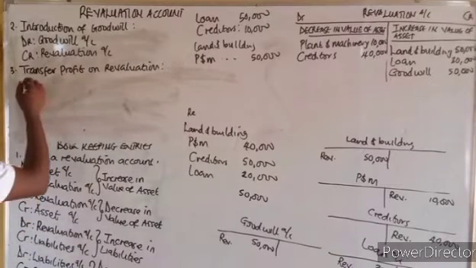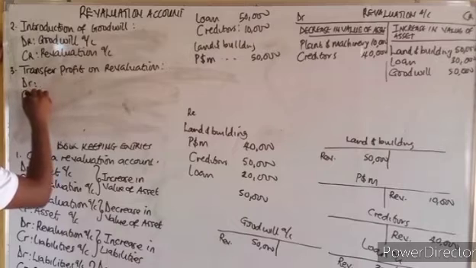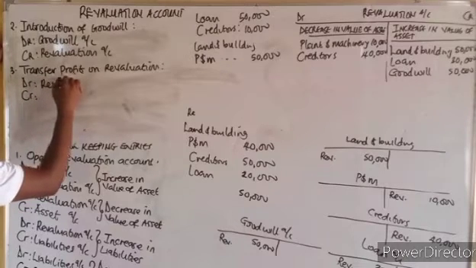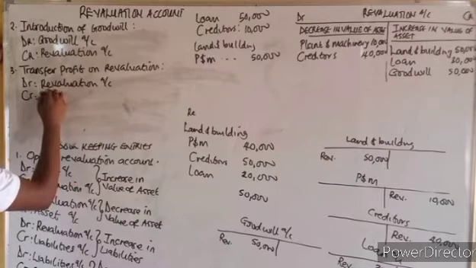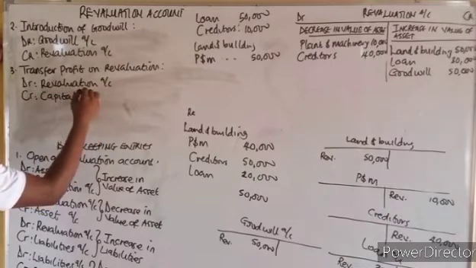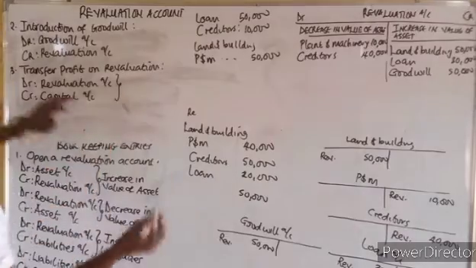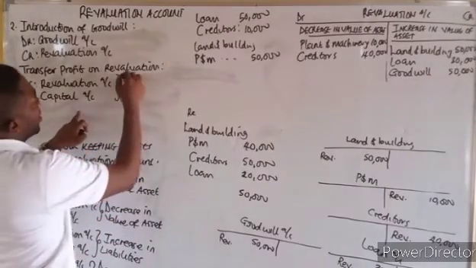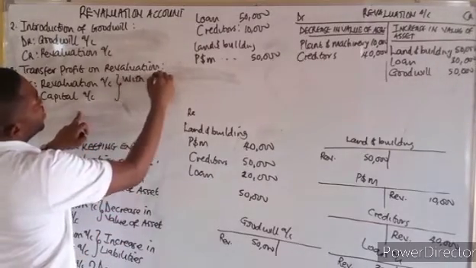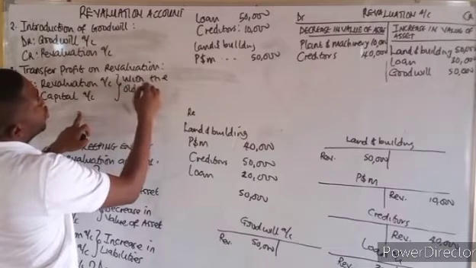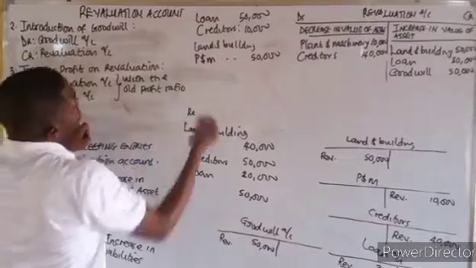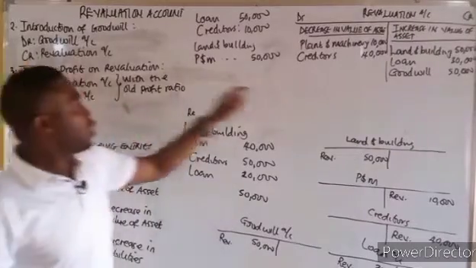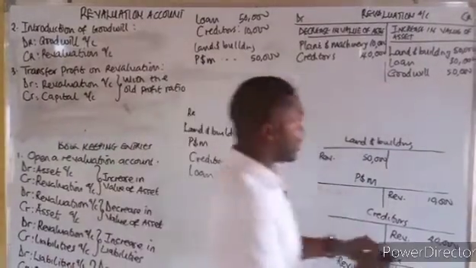Now what will happen? You have to debit the revaluation account and you credit the partners' capital accounts. Now where will you do this? With the old profit ratio. So how do you know when there's profit? Let's illustrate it using this, for instance.